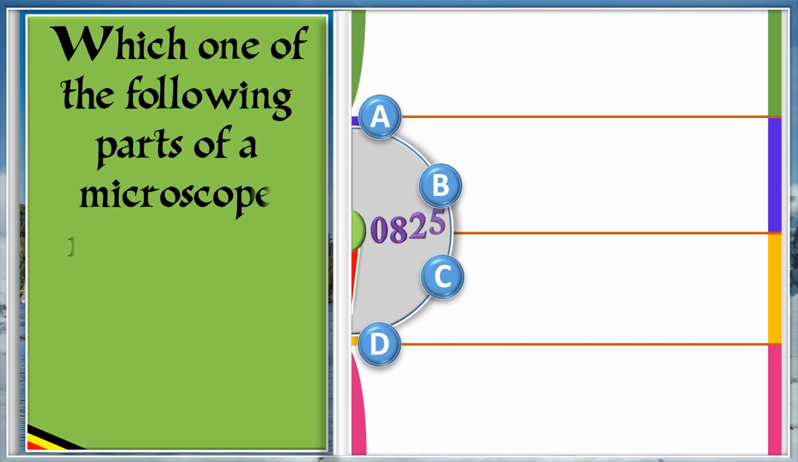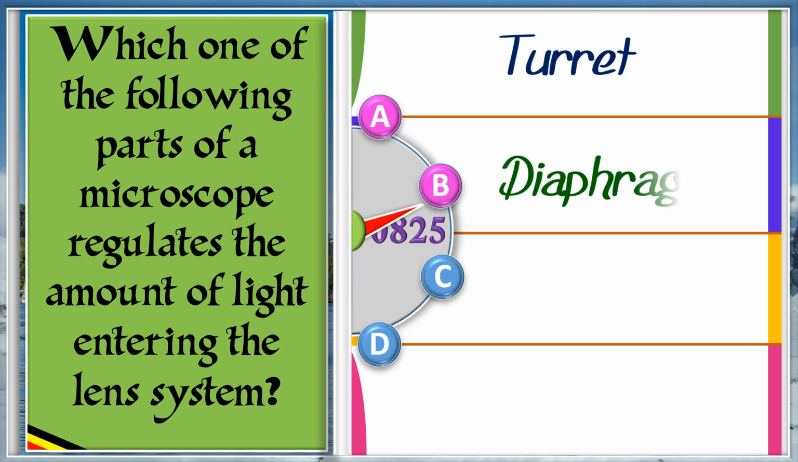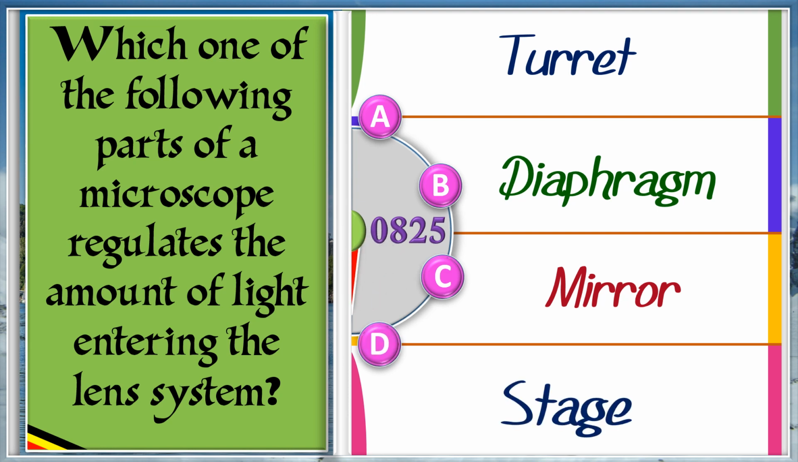Which one of the following parts of a microscope regulates the amount of light entering the lens system? A. Condenser, B. Diaphragm, C. Mirror, D. Stage. And the answer is B. Diaphragm.